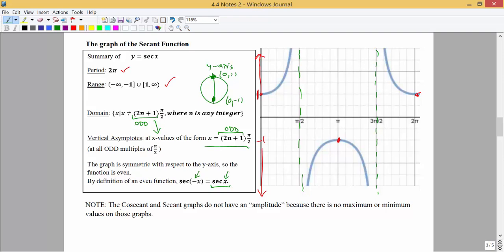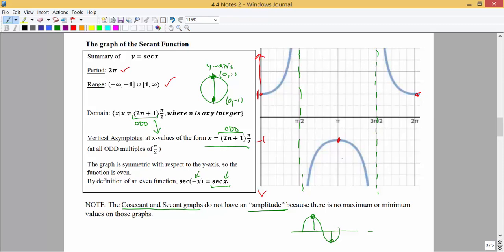One little note that I want to make about both the cosecant and secant graphs is that they do not have an amplitude. Keep in mind that while we do use sine and cosine as guides, the graphs themselves of secant and cosecant do not have an amplitude. And this is because amplitude, remember, is defined when we look at the middle of the graph. We want to know the distance from the middle to the top of the graph and from the middle to the bottom.